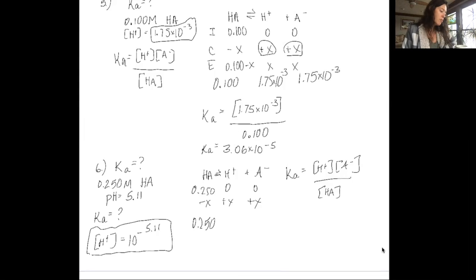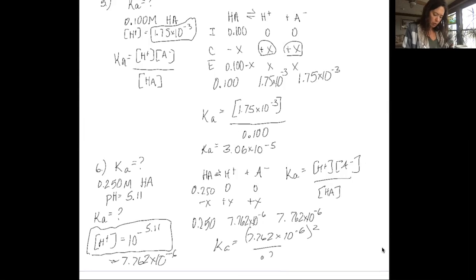That's going to be 7.762 times 10 to the negative 6th. And that'll be the same for A, because they are a 1-to-1 ratio. Nothing was present initially, so I'm just going to write that down there. And we see that Ka equals 7.762 times 10 to the negative 6th squared over 0.250. And in fact, that gives us Ka equals 2.41 times 10 to the negative 10th.